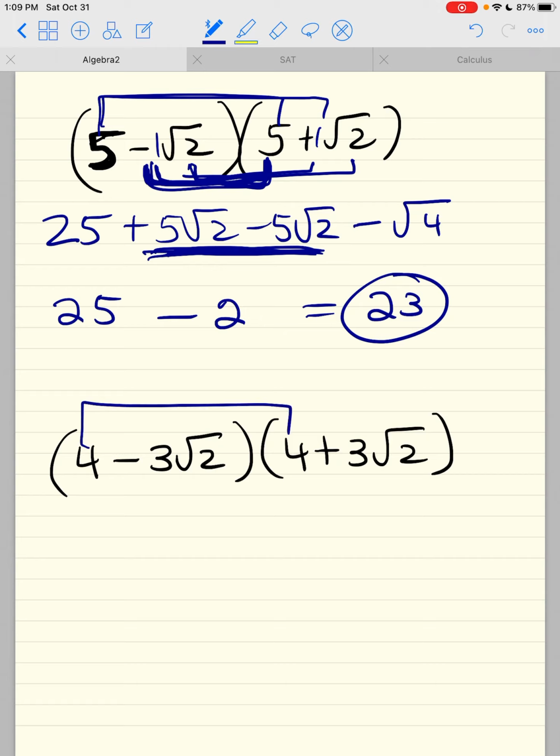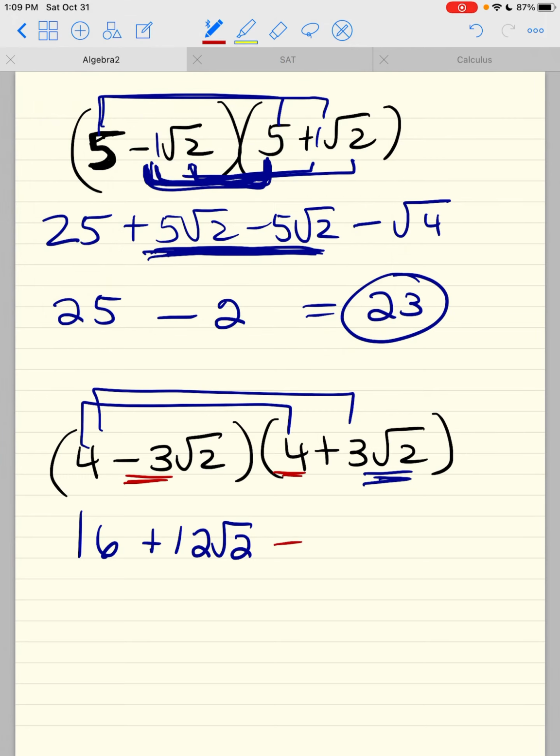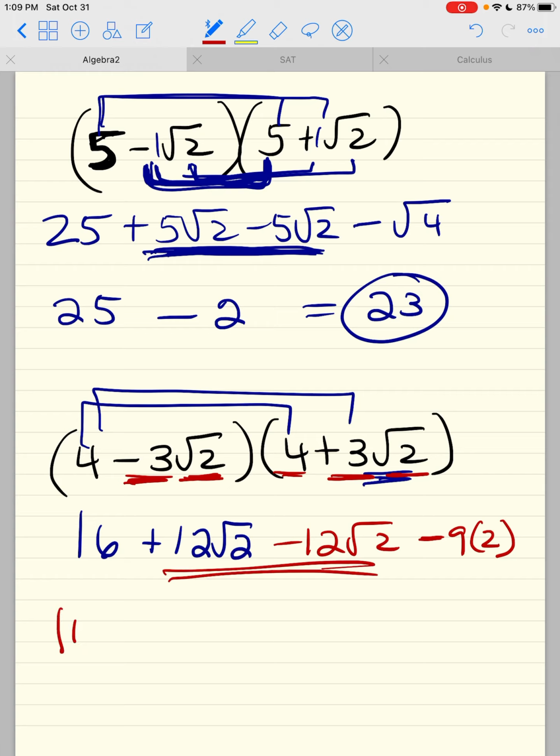Last problem, 4 times 4 is 16. 4 times positive 3 is going to be positive 12 radical 2, because this has a radical 2. That's first and outer. Let's do inner. Negative 3 times 4 is negative 12 rad 2. And then negative 3 times positive 3 is negative 9. And rad 2 times rad 2 is just 2. So the insides disappear, and look what happens. 9 times 2 is 18, so you get negative 2. So that's how you multiply conjugates.